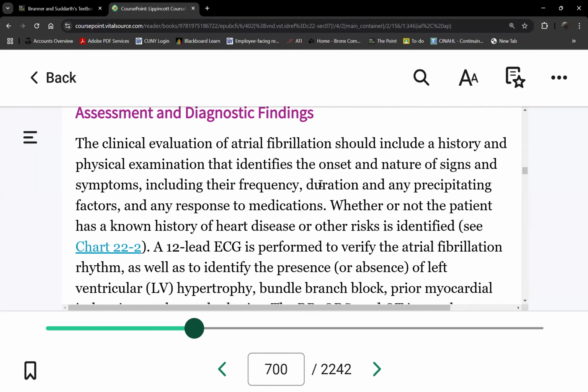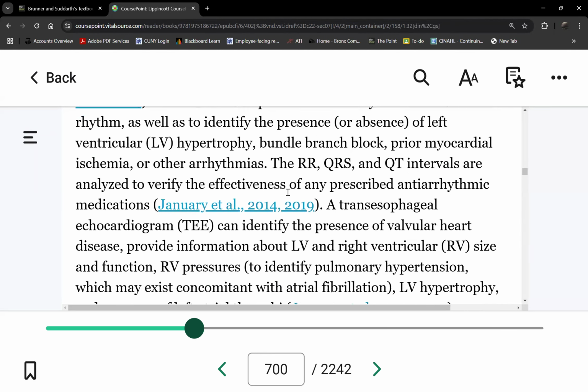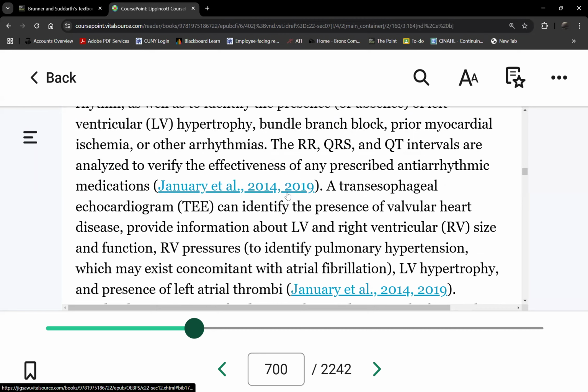So how do we know you have AFib? Of course, we need a 12-lead ECG right here. And then next we'll do an echocardiogram.